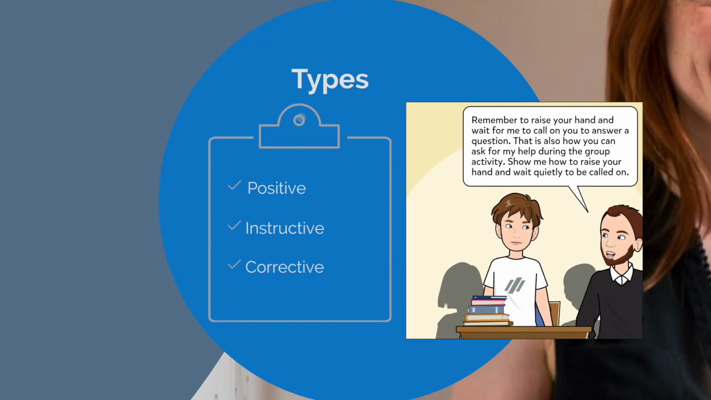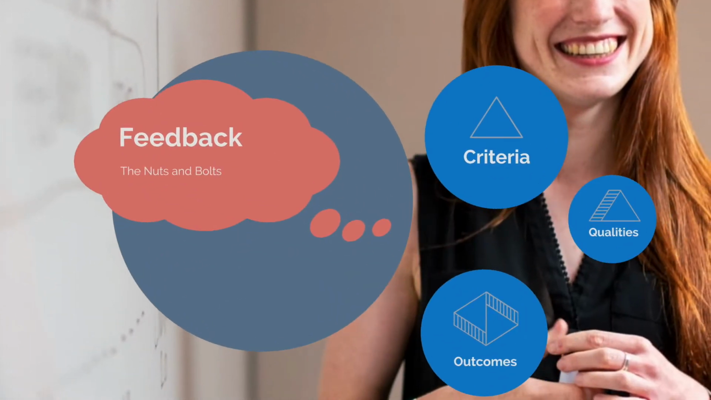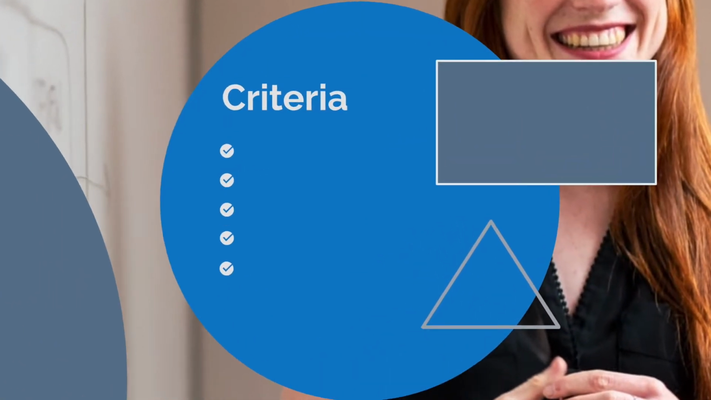When the student shows the expected behavior, you provide positive feedback for raising a hand and waiting to be called on. Now let's review criteria, qualities, and outcomes of effective feedback.